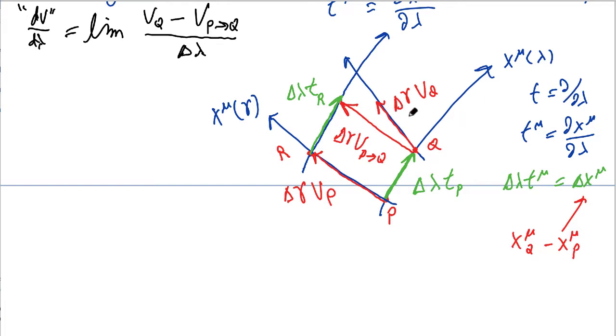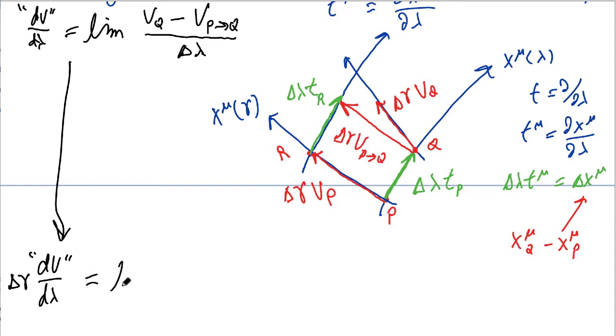Okay, so in fact, if we go back up to this definition of Lie derivative, let me again write my temporary notation for the Lie derivative, dv d lambda, and let's multiply this by delta gamma. So what we have is the limit of delta gamma v at q, so that's a displacement vector, this displacement vector right here, minus delta gamma times v at p transported to q, that's this displacement vector, divided by delta lambda.